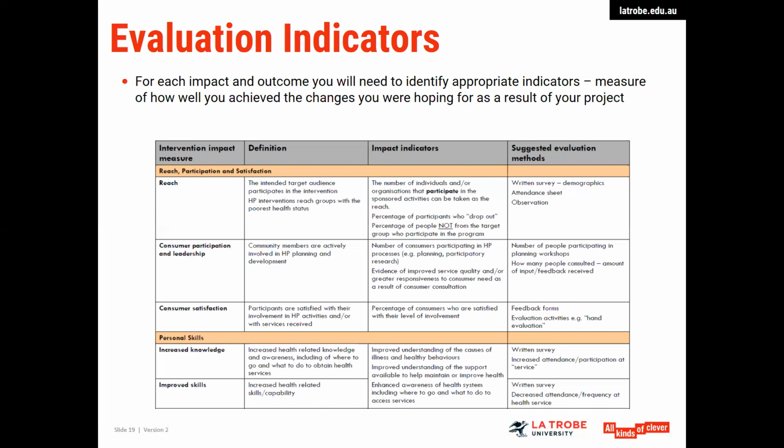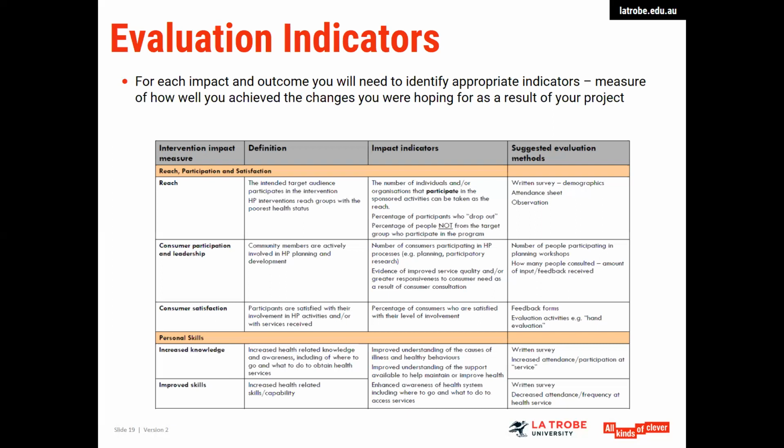And so there's a number of methods that we can use. We might do a written survey, and we could do that sort of pre and post. What was people's understanding about, say, particular causes of ill health, prior to participating in our program, and then remeasure that at the end. Maybe what we see is an increased attendance or participation at the service. So we could look at the attendance data prior to the program, and then track that over a period of time to see whether there's an increase in attendance or participation after our program.